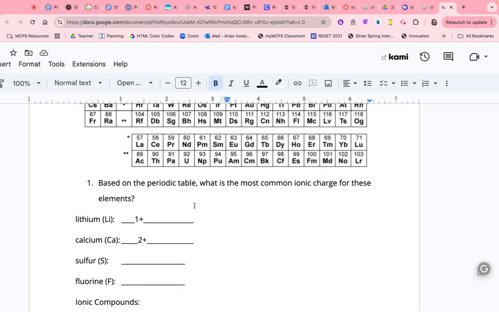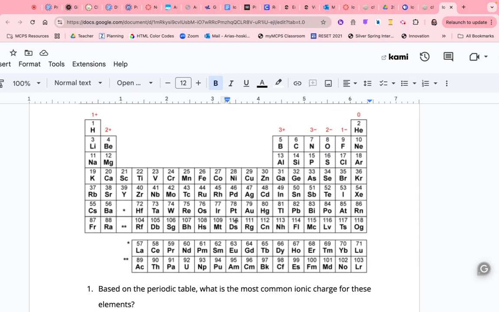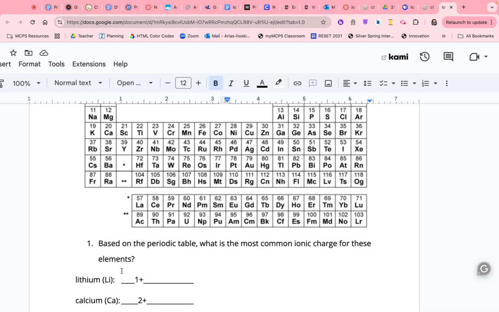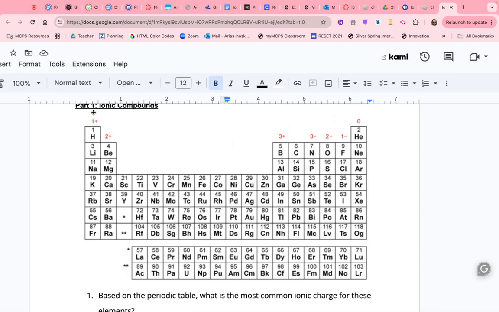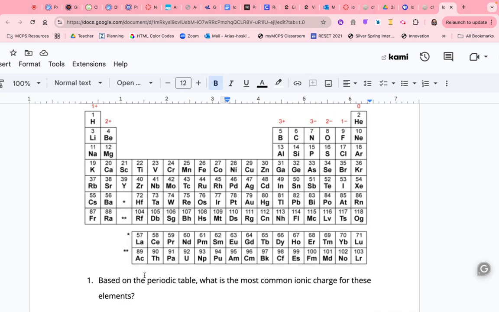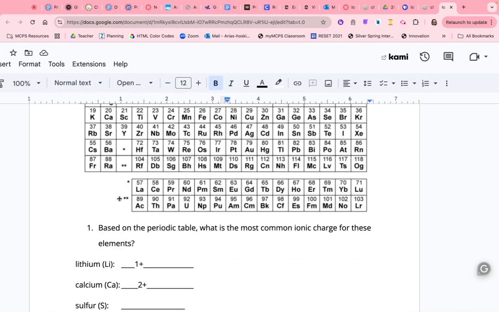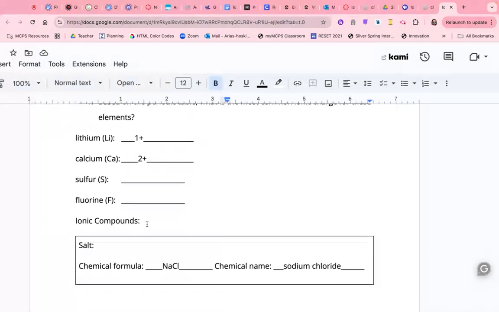In this part right here, I made this too as an example. It says, based on the periodic table, so you're going to be needing this table, what is the most common ionic charge for this element? So if you look in here, it says lithium. Lithium is Li, number 3. If you look on the top, it says 1 plus. So that's what you need to write in here, 1 plus. For calcium, it's number 20. That's going to be 2 plus. So that's what you're going to be writing in here. The last two, it's on you. Sulfur and fluorine. On you guys, okay?